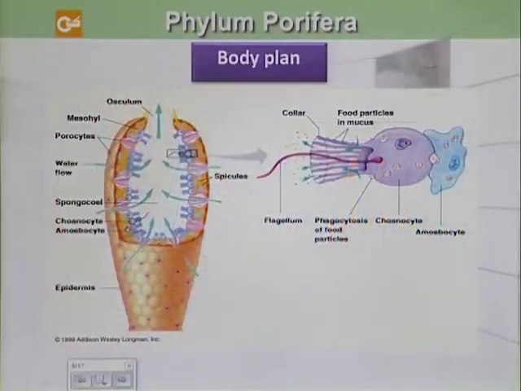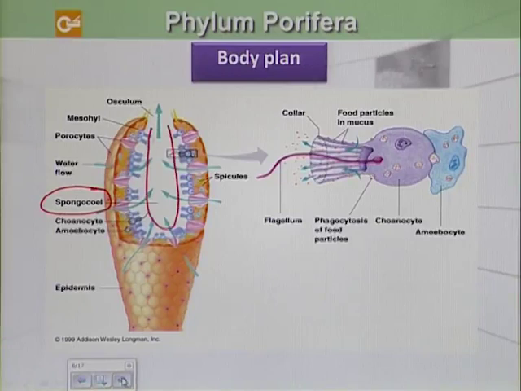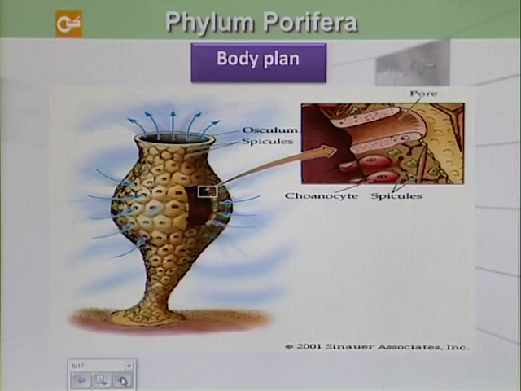If we look at the body plan of poriferans, we can see that there is a single body cavity which is known as spongocoel. It may be divided into flagellated chambers or canals lined by flagellated choanocytes. These are choanocytes. And then we can see that numerous pores are present in the body wall. The pores through which water enters the body are called ostia, while the single pore through which the water or food material moves out of the body is known as osculum.